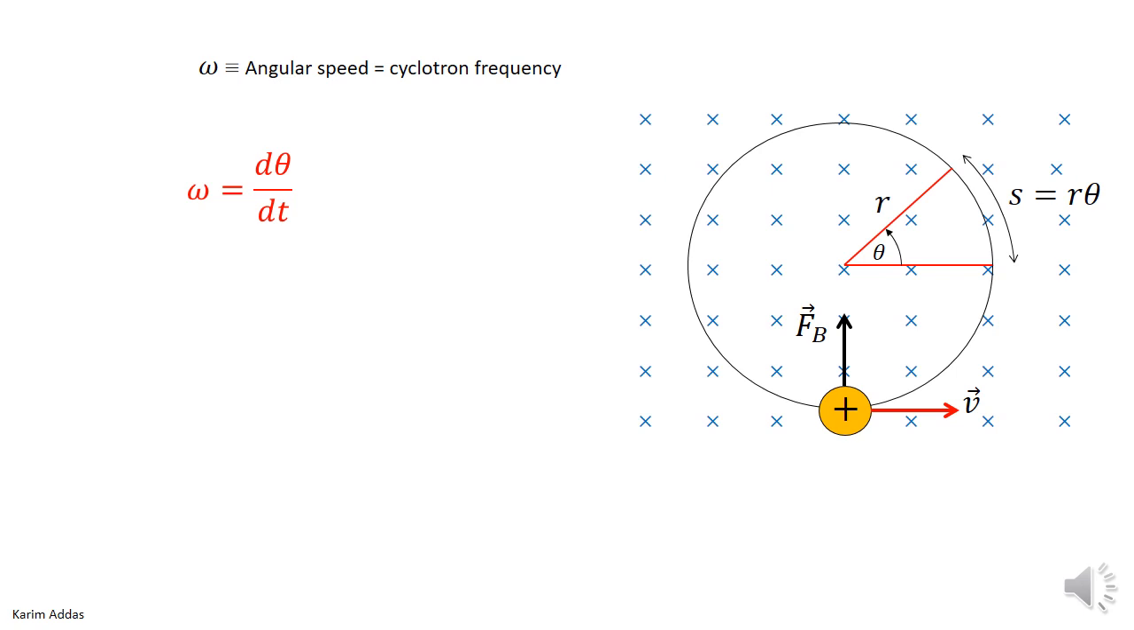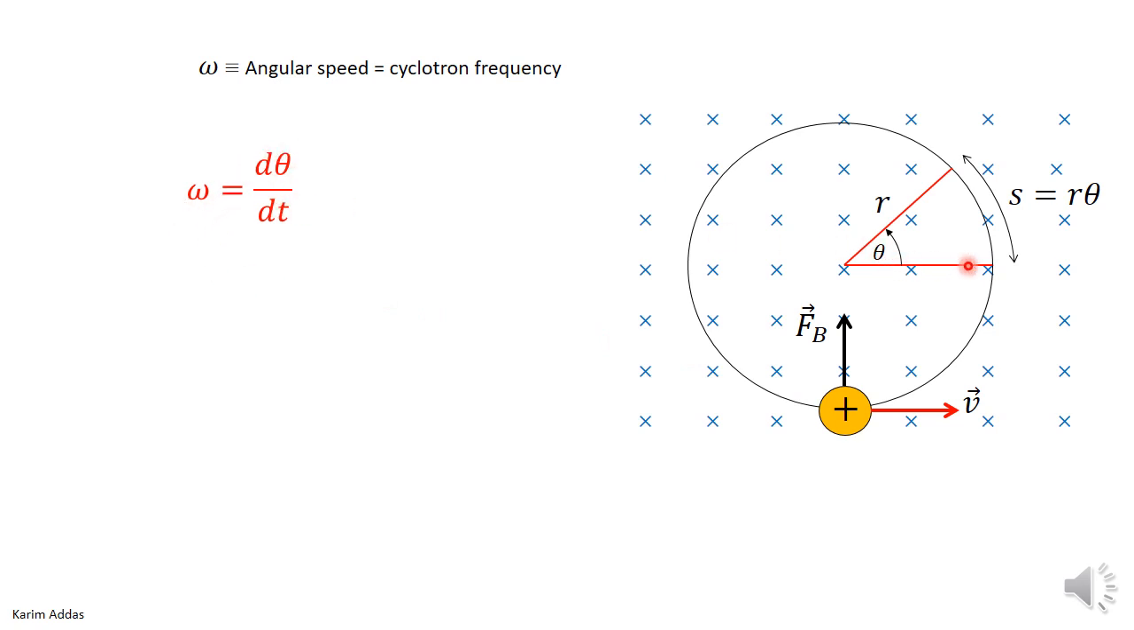So in this part we want to look at the angular speed of a charged particle moving in circular motion in a magnetic field. So we have the charged particle and it's moving in a plane that's perpendicular to the magnetic field. The magnetic field is into the page, and as we showed before, the particle will move in a circle. And the angular speed is defined to be the rate at which the angle changes with time.